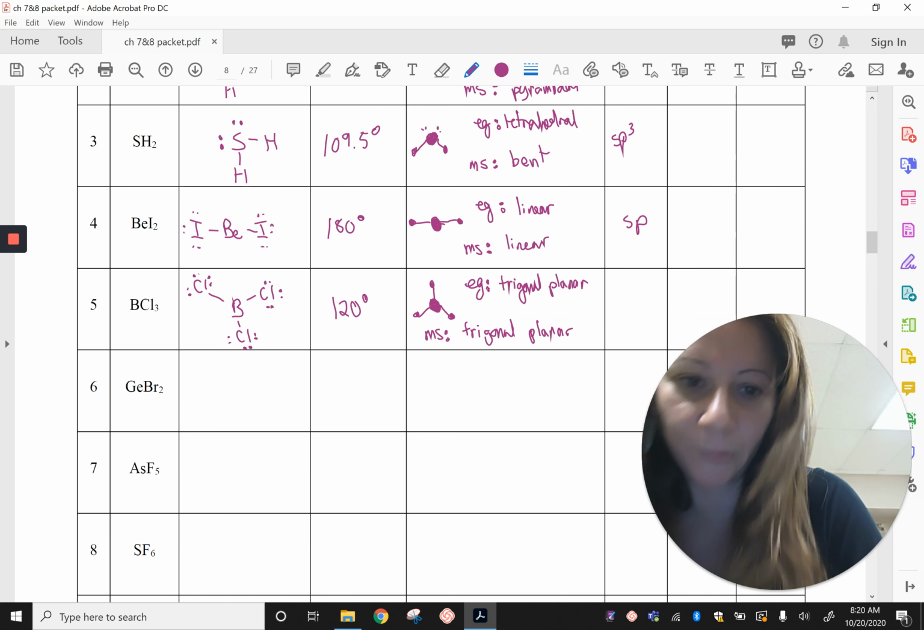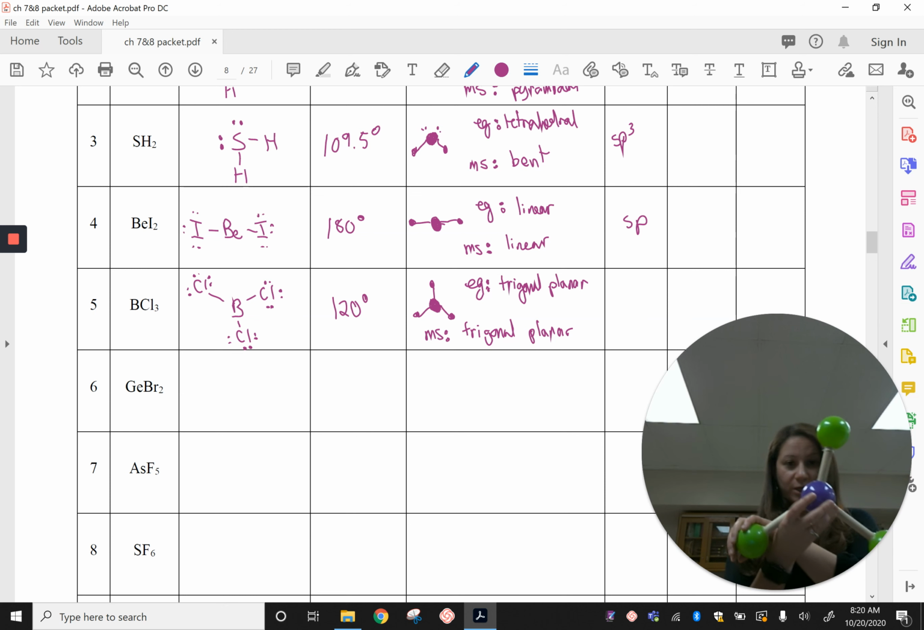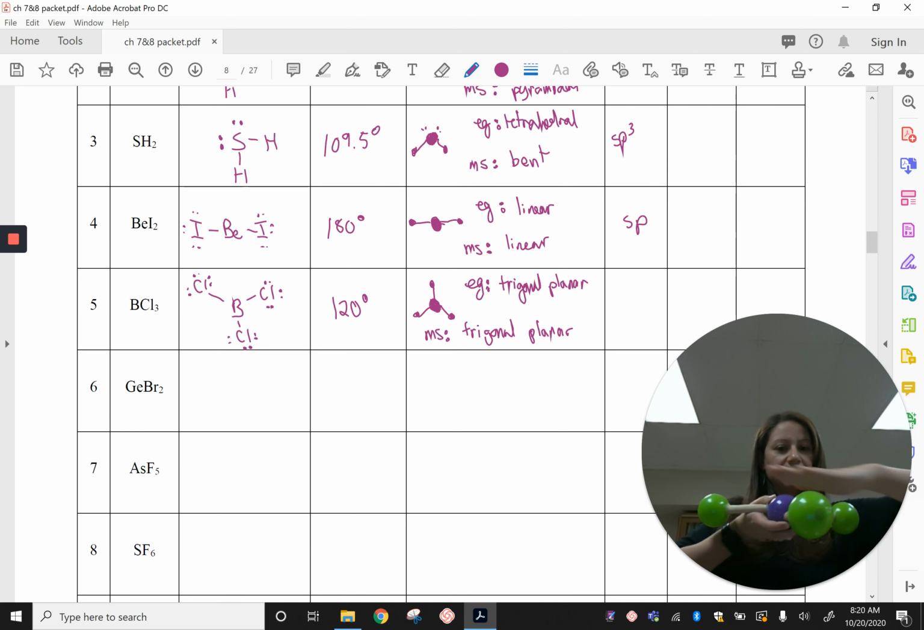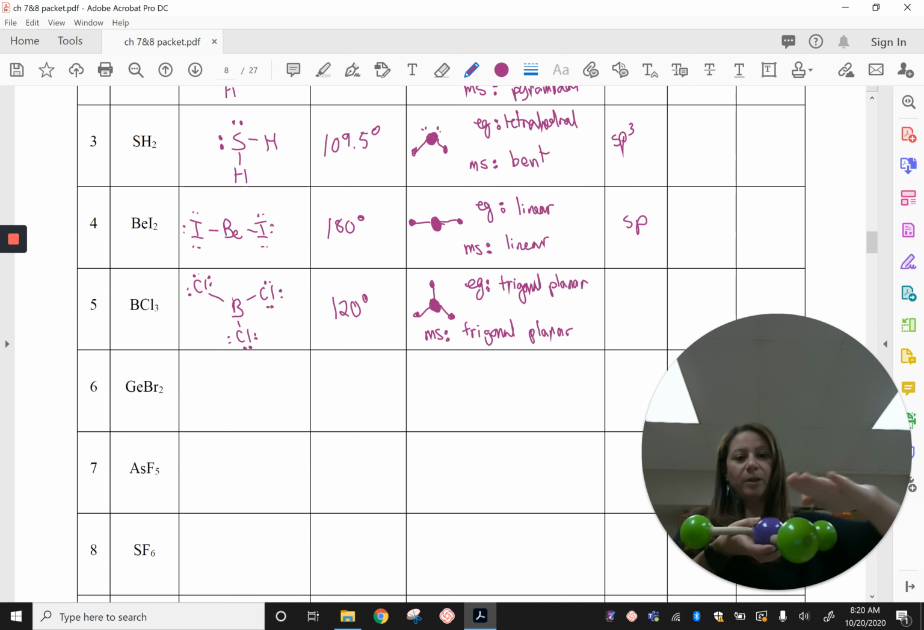Why is it called trigonal planar? It's called trigonal because it looks like a base 3 triangle, right? And it's planar because it's in one plane. It's almost a 2D shape. So because it's in one plane, it's planar.